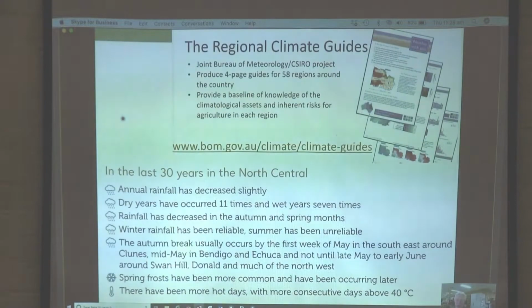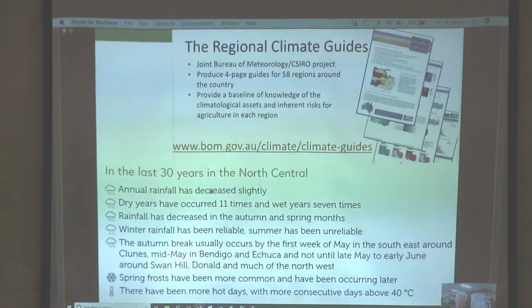There are some new guides too that I'll just promote, that the Bureau has done for all of the CMA regions across Australia, regional climate guides, and so there's one here for looking at the climate for the North Central region. They're really good guides. There's the website there. Just little 4-page fact sheets, but they're really good to get a hold of. They've only just been live the last few weeks, but they talk about recent trends and what's going on in each part of the country. So that's a good little tip.